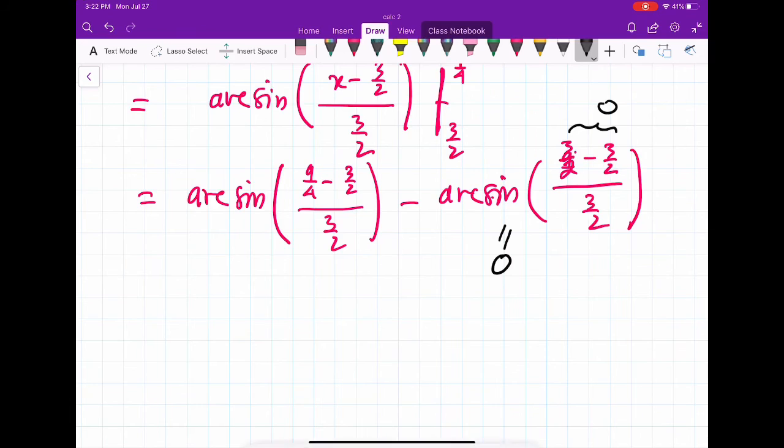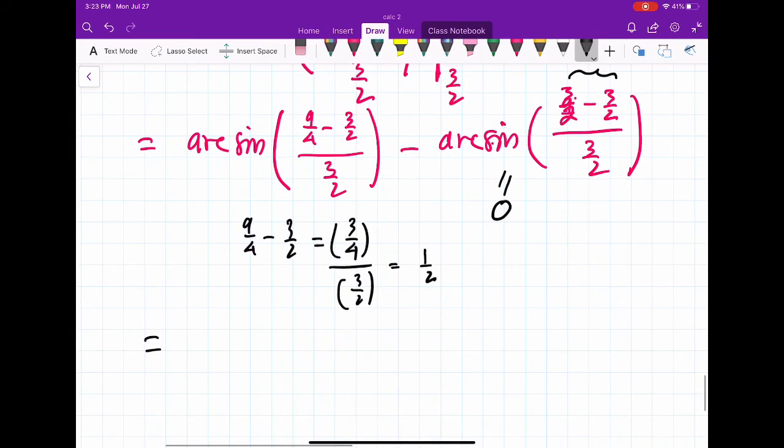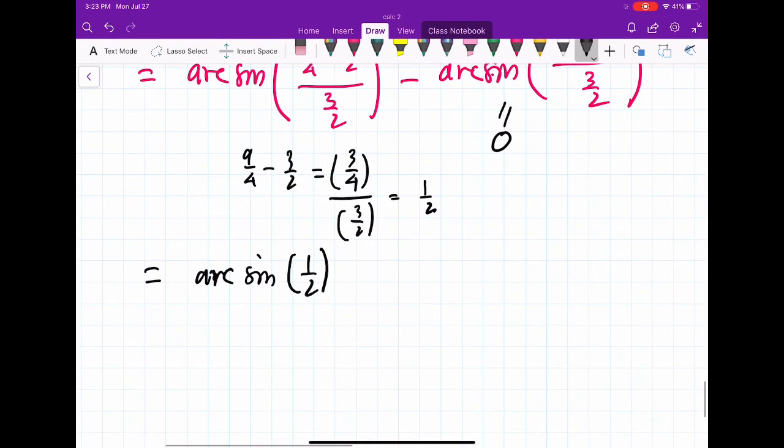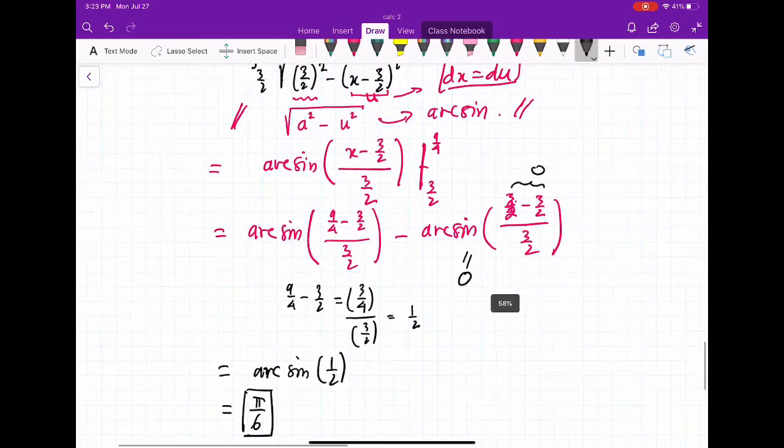And let's compute this. 9/4 minus 3/2 is, I think, 3/4, right? 3/4, and then you divide by 3/2. So you get just 1/2. Okay, you get 1/2 right here. I have arcsine of 1/2, and that is pi/6. Okay, so the area of our region is pi/6.